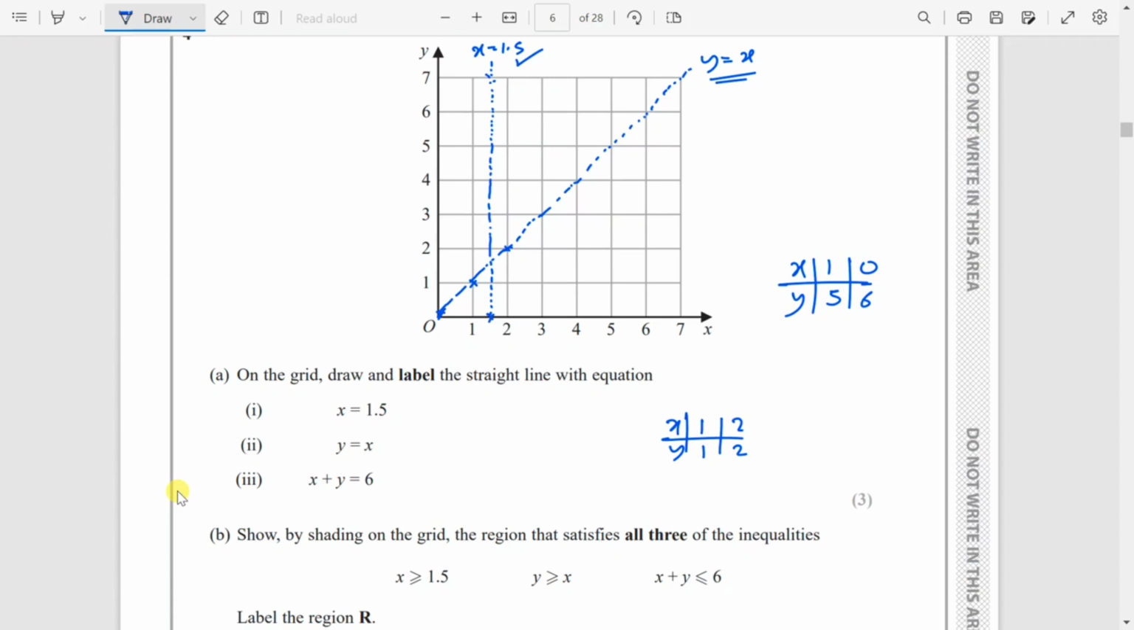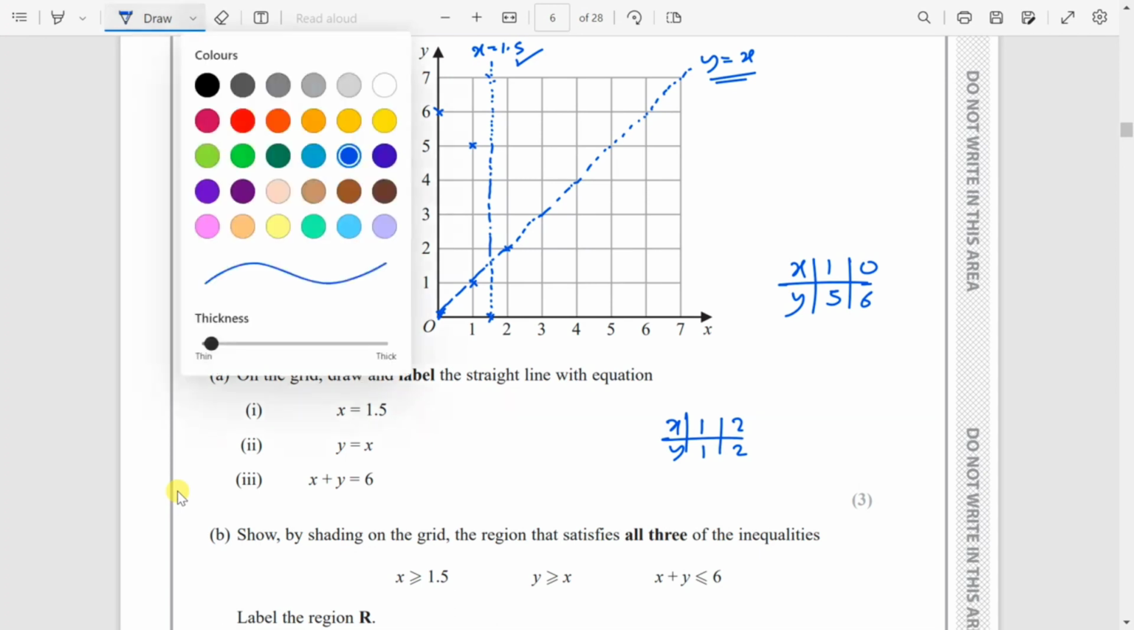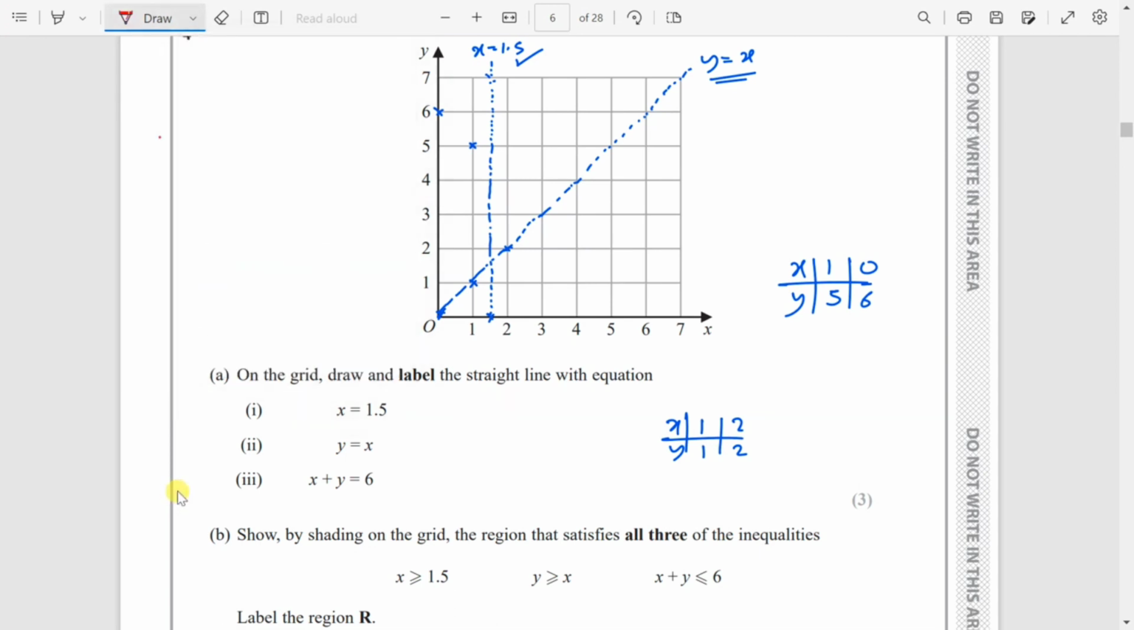Well, 1, 5 is here. 0, 6 is here. So you can see it's a downward shape. So we're going to draw a downward shape. I'll change the color of the pen. And just make sure it connects into the box nicely. It's actually going to go all the way to 6. Yeah, and that's how it should look. You should get a nice little triangle shape here as well.